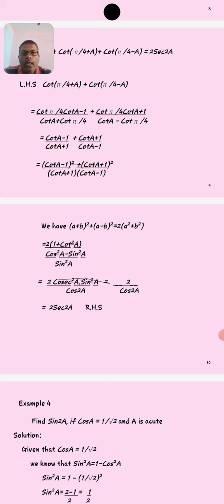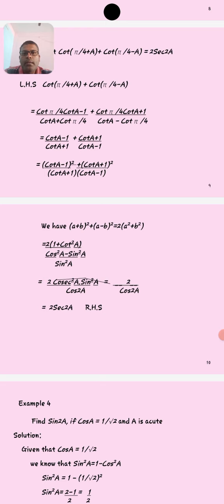We have (a plus b) whole square plus (a minus b) whole square equal to 2 into (a square plus b square). (A plus b) whole square minus (a minus b) whole square is what? 4ab. But here (a plus b) whole square plus (a minus b) whole square is equal to 2 into (a square plus b square). You have to remember this formula. You get 2 into a square, what is the a value? 1 is there. Then write 2 into (1 plus cot square A) divided by, here (cot A plus 1), cot A plus 1 means what?